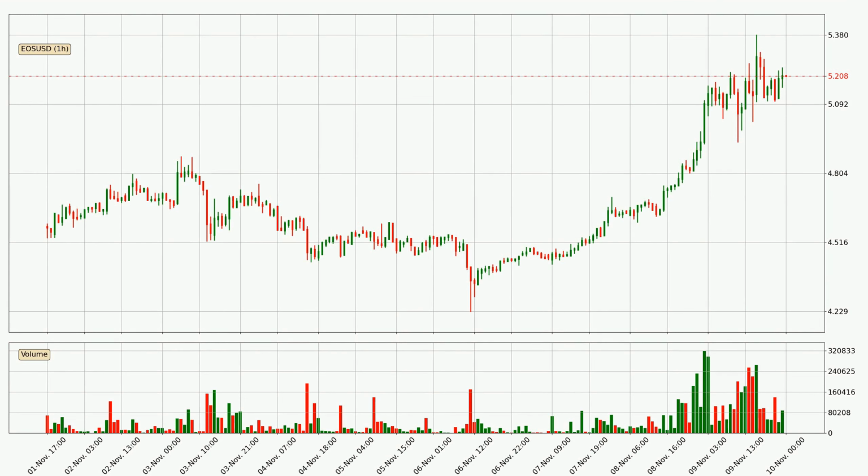By looking at the hourly time frame for EOS, we can see that the price moved up quickly with around 6.3% in the last 24 hours, with a current price of 5.21. The volume was also high, showing that this move was strong and the buyers are taking over.